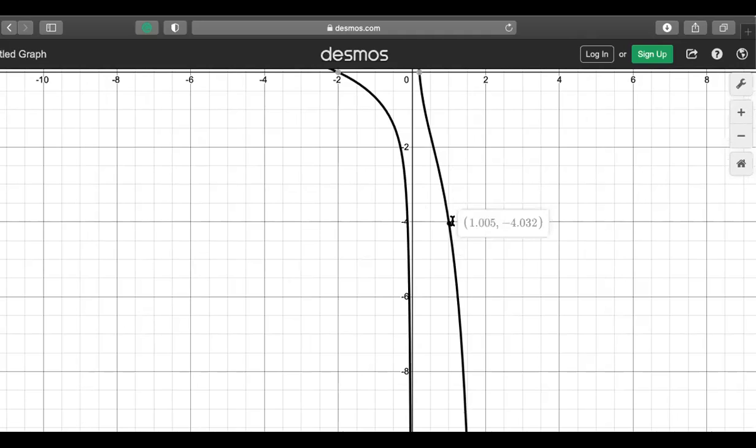You see? Undefined. There, I've got a hole there. I have a part missing from the graph. And we'll learn how to graph that later. But that's something I want to bring your attention to. Whenever you get rid of something from the numerator and the denominator, it becomes a hole in the graph.